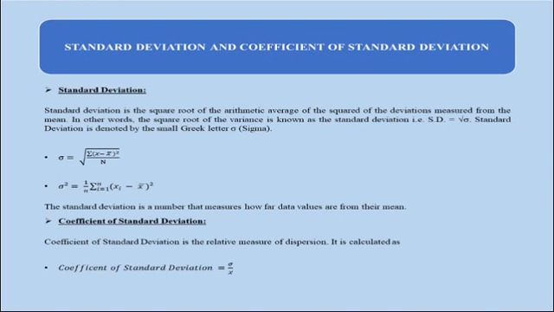The standard deviation is a number that measures how far data values are from their mean. It provides a numerical measure of the overall amount of variation in a data set and can be used to determine whether a particular data value is close to or far from the mean. The standard deviation provides a measure of the overall variation in a data set.